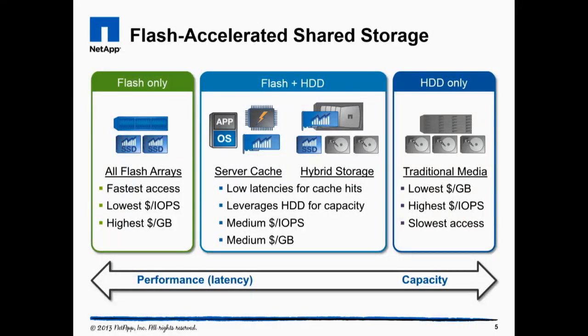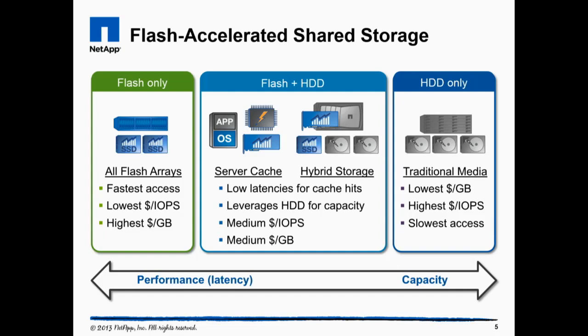Now, if you look at all of the solutions across the broad spectrum of storage capabilities, there's hard drive only solutions way on the right-hand side. Those are going to give you the lowest cost per gigabyte, but the highest cost per IOP. There's hybrid storage solutions in the center, and within that, there's two different kinds. There are server cache solutions where the cache exists inside the server, and then there are solutions where there is cache technology used in the array combined with spinning media. Most of your workloads are going to fit within this hybrid solution case.